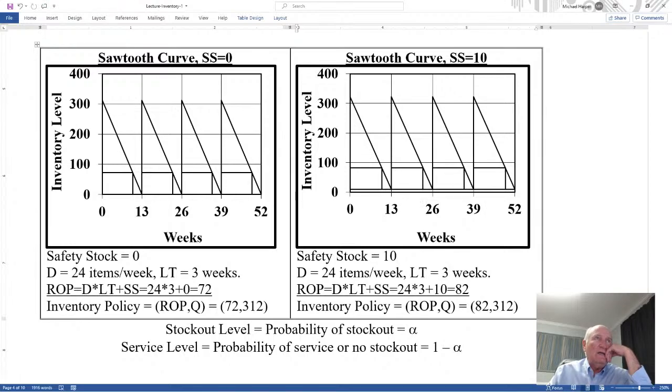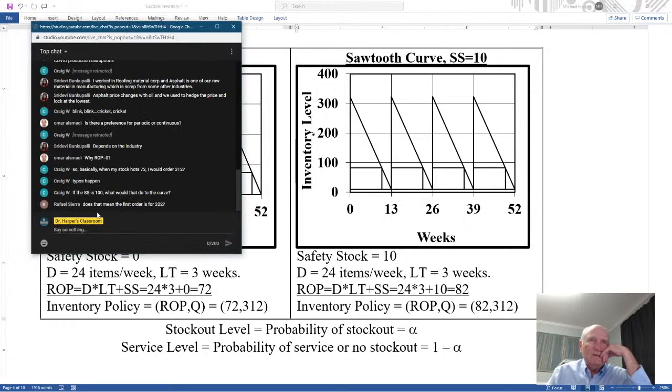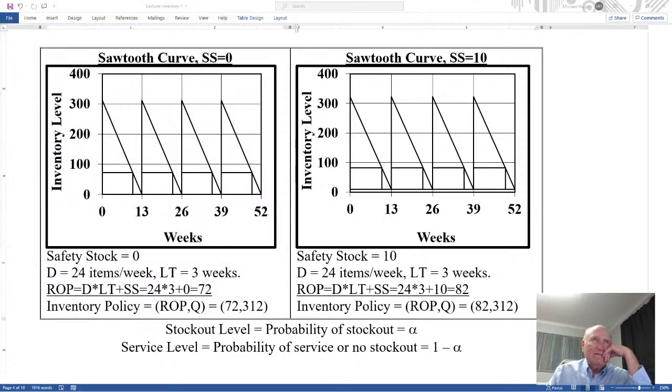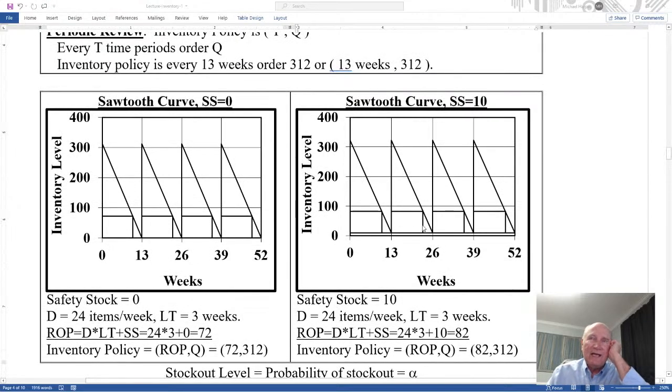Now, before we go on, here's a good question. Does that mean that the first order is for 312? That is a good question, and it is always asked. People always ask that. And it allows me to make another really important point. This curve right here represents the relationship and concept of the sawtooth curve, safety stock and the reorder point. Once it's set up, this is how it's going to run.